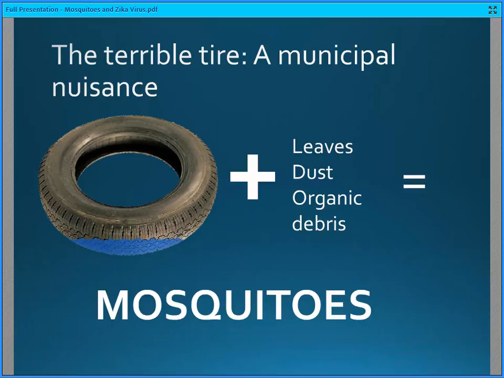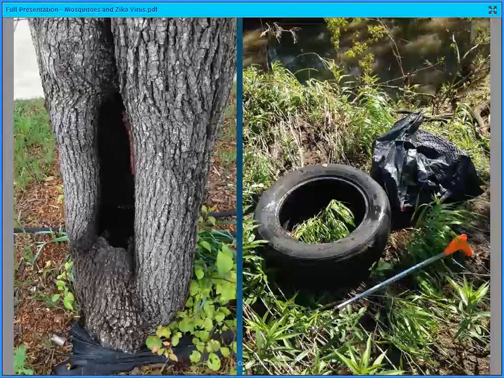And if you wanted to design the perfect mosquito breeding habitat outdoors, you would design a tire. It doesn't matter which way a tire is laid, on its edge or on its side, it's going to hold water. And again, outdoor tires that collect leaves and dust and fill with water during a rain are going to breed mosquitoes, guaranteed.